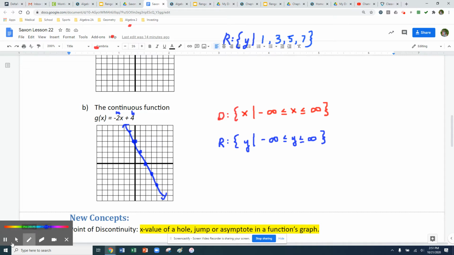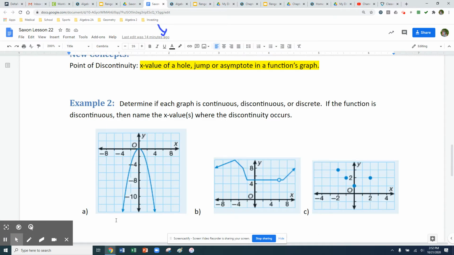So with a line like this, we have an infinite amount of solutions and all those points in the problem. Our next step in our journey looking at these functions is going to be to identify a point of discontinuity. A point of discontinuity is the x value of a point at a hole, a jump, or an asymptote in a function's graph. So we're going to look for a point of discontinuity in just a second.